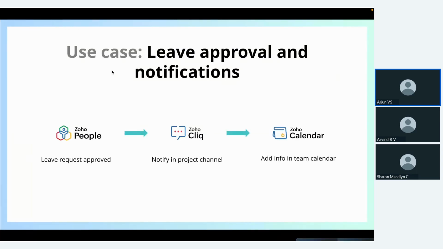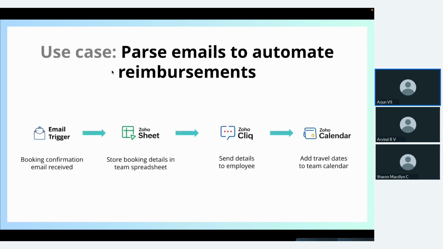So this one makes use of leave approvals and notifications. When someone applies for a leave in Zoho People, especially if you have a project team set up for completing a project in a particular amount of time, you would want very crucial information to be passed to every team member. So in those cases, you would want to notify in the project channel that there is a leave request. And we also need to add that info into everyone's calendar so that they can plan ahead for this particular leave, right? We'll go to the next use case.